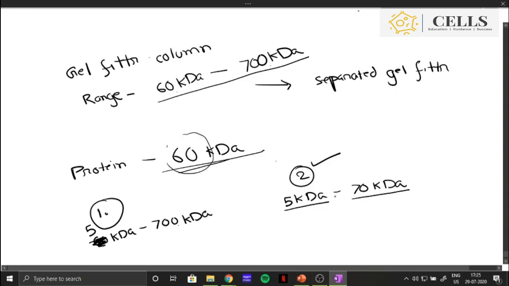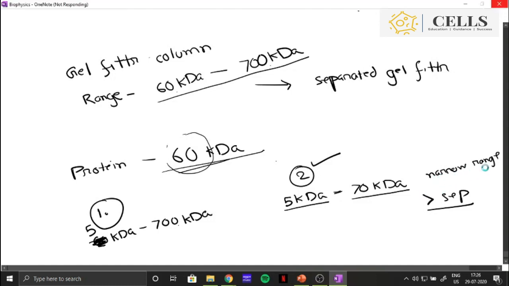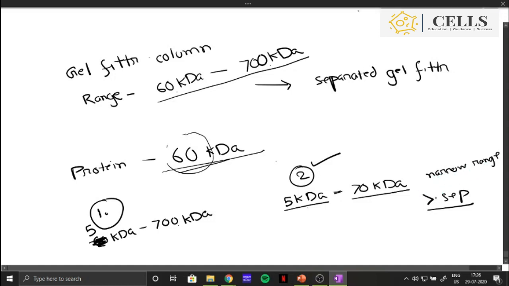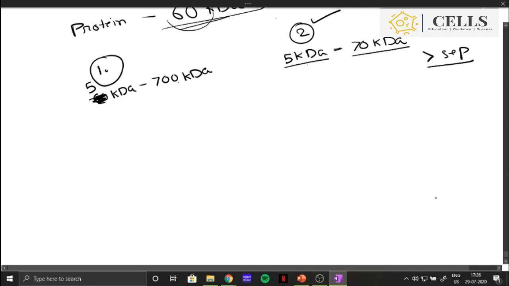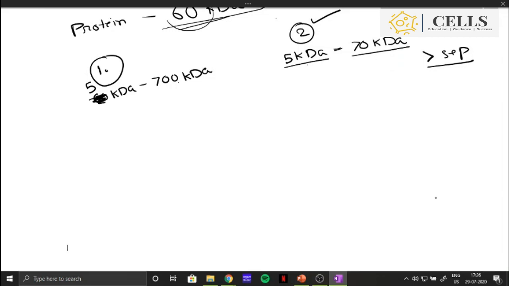If you are using a column which has a very narrow range, it has more separation. The wider column is used to separate a wide range of proteins; this one is used to separate a very specific range of proteins. If you have a 60 kDa protein, you know it is 60 kDa because you have done your bioinformatic analysis before. So in a 5 kDa to 70 kDa column you have a very narrow range, which means the separation is more. So this is a trivia question, and number 2 is correct.